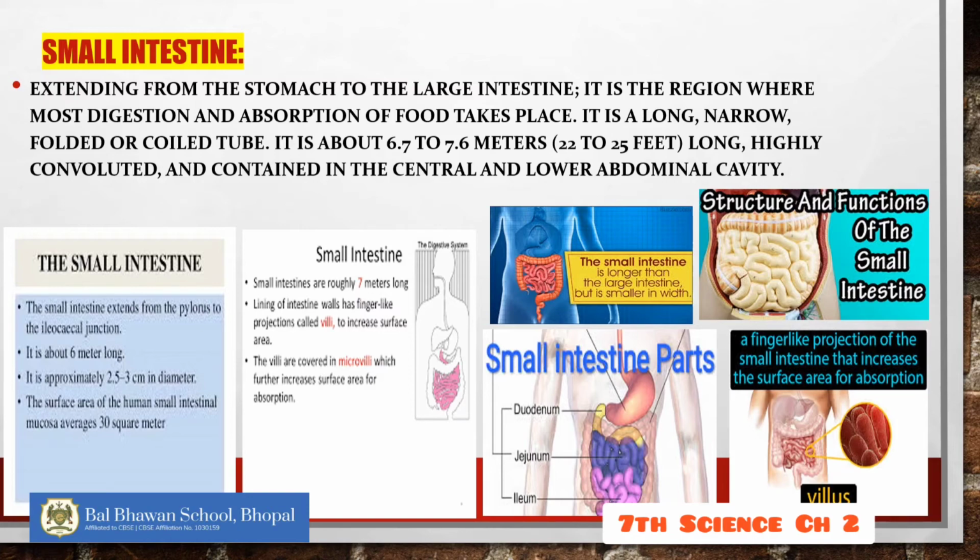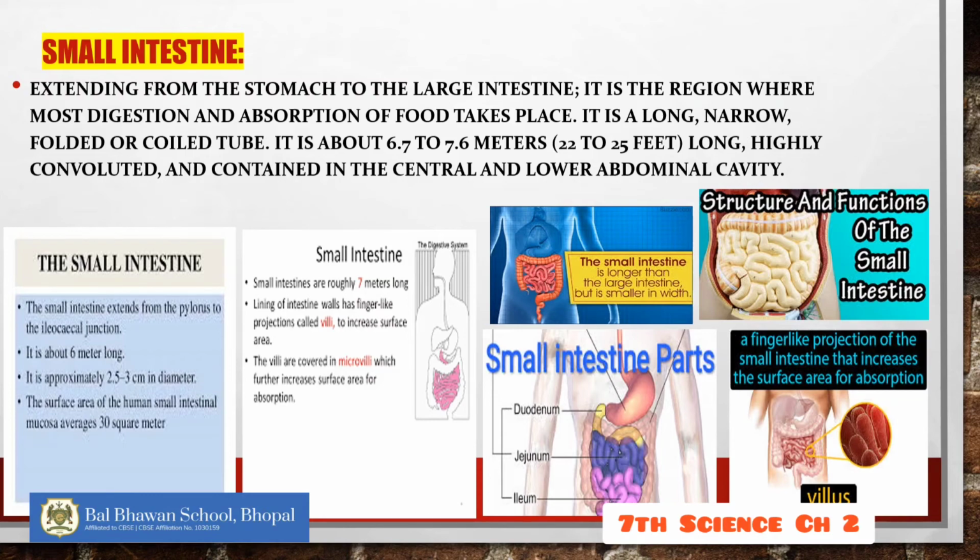Then if the length is 6.7 to 7.6 meters, why do we call it a small intestine? It's because of the lumen. It is a very thin tube which has a very narrow lumen. Because of that only it is called the small intestine. Now this small intestine is basically the region where most of the digestion and absorption of food takes place. If we look at the diameter, it is about 2.5 to 3 centimeters, whereas the length is about 6 meters long.